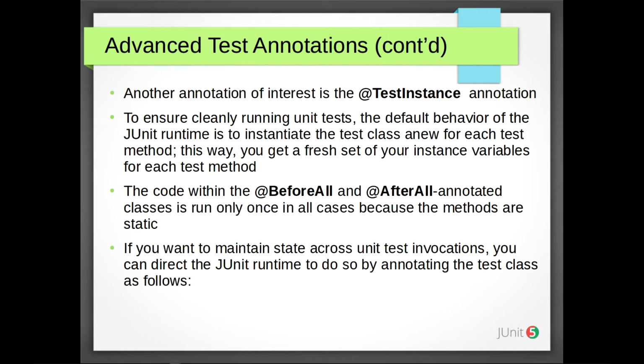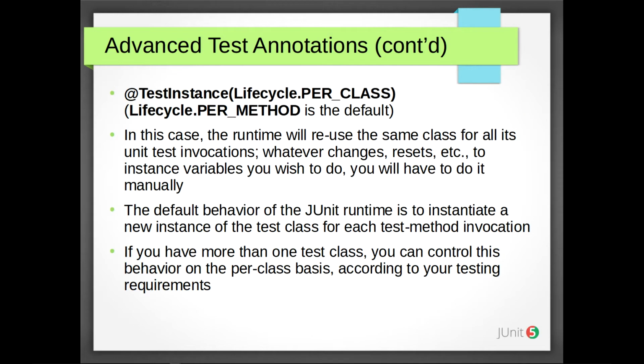If you want to maintain state across unit test invocations, you can direct the JUnit runtime to do so by annotating the test class as follows. And obviously when I say maintain state, I mean maintain instance variable state. @TestInstance(Lifecycle.PER_CLASS), whereas Lifecycle.PER_METHOD is the default.